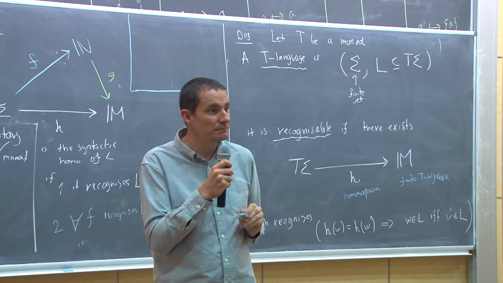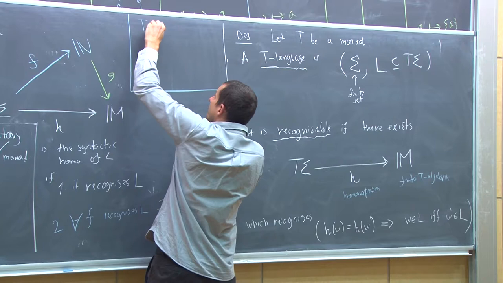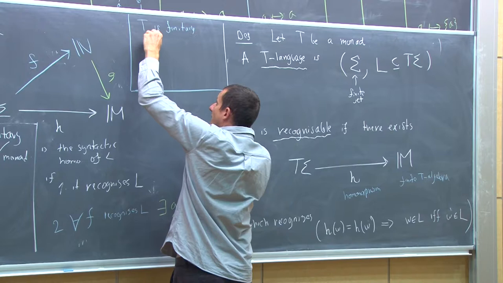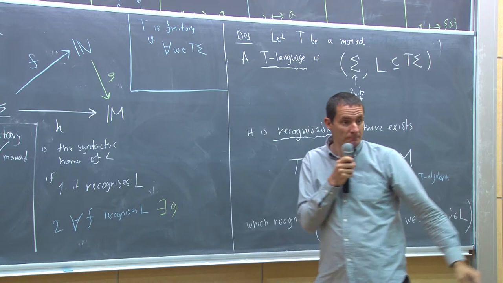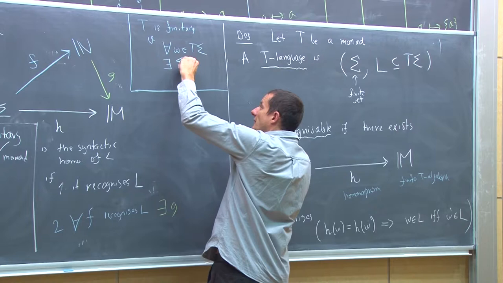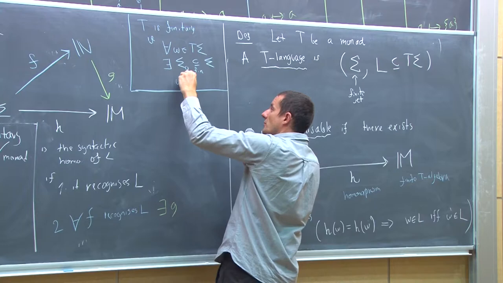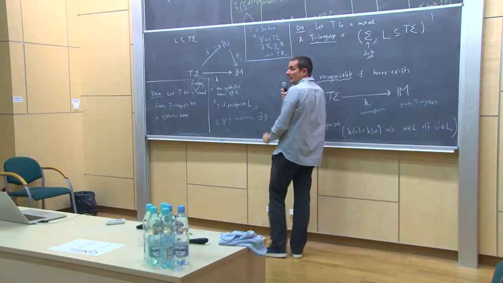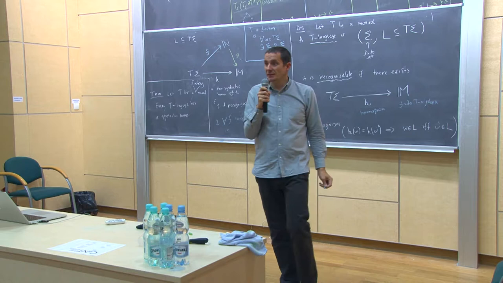So T is finitary if for every structure w over some possibly infinite alphabet A, there exists some finite set B such that w belongs to T of B. That's what it means for a monad to be finitary. I have used only the category of sets here. This definition can be made more general, but I can stay with this.